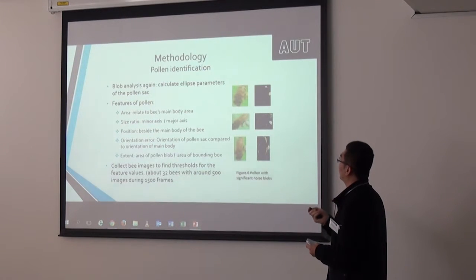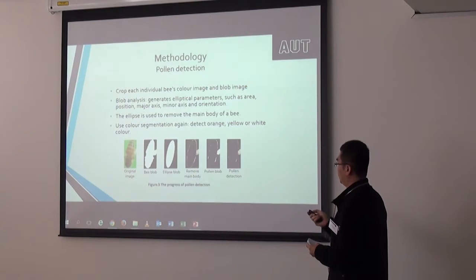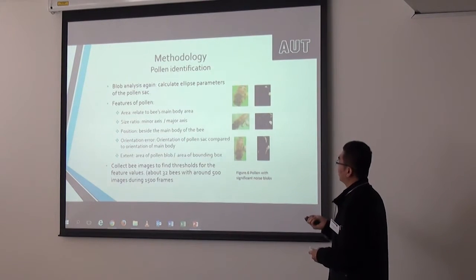the 5 features. One is area, so the blob area is probably different from some of the noise area. That's really small. Also the size ratio, that's the pollen blob size ratio. The next one is position. Pollen is probably beside the bee's body, probably not on the head or the tail. Then the orientation is blob orientation. So I check the blob of pollen and the blob of bee. That's this blob of bee. Then I can compare the orientation of them and see how things are going.